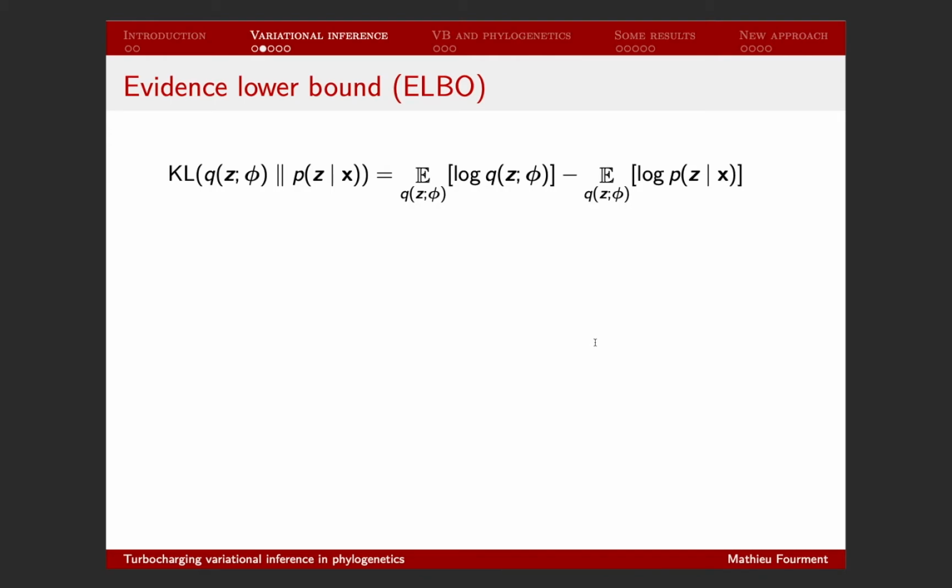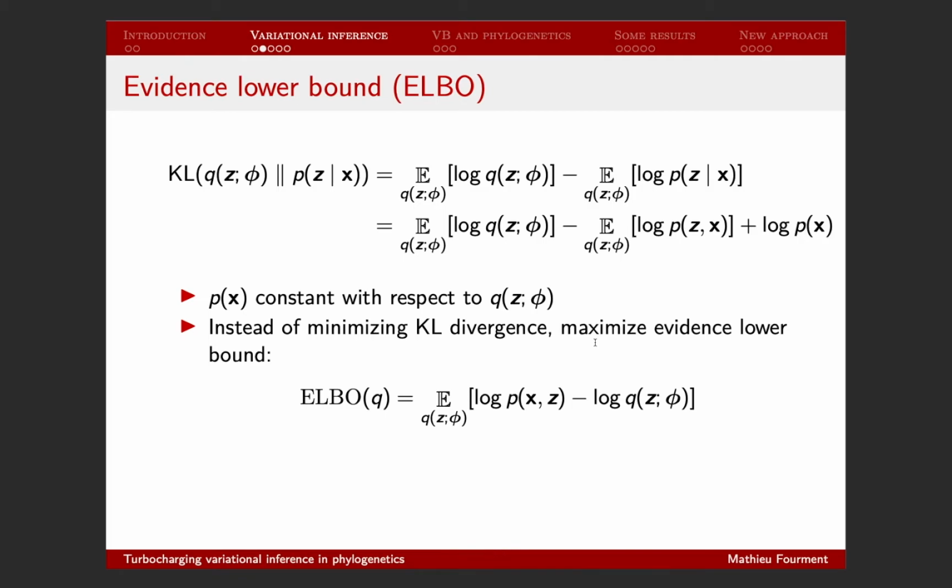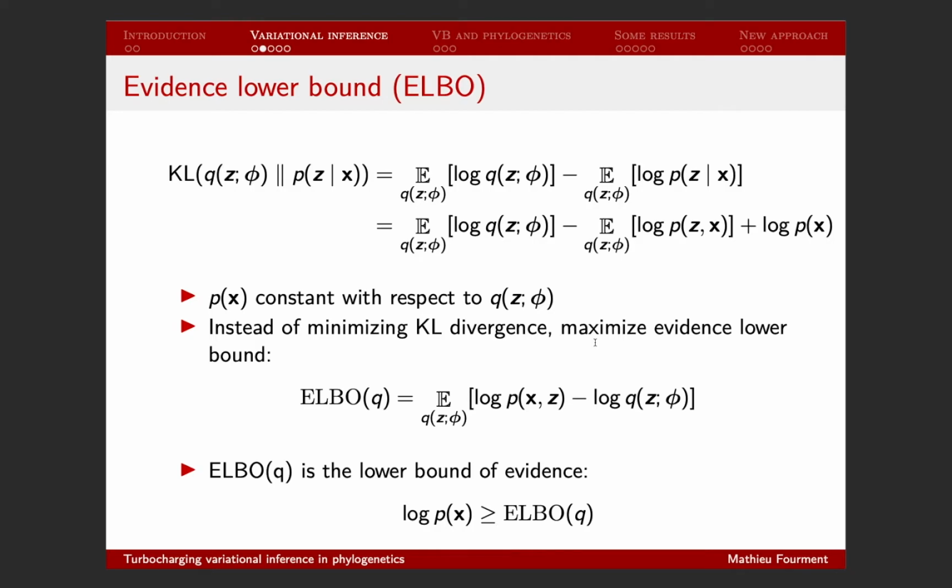So if you just write down the Kullback-Leibler formula, we've got this, and we expand the last term, we get that, and we can notice that the marginal distribution is constant with respect to Q. So we can ignore P of X. And now instead of minimizing the KL divergence, we just need to maximize the evidence lower bound, which is called the ELBO. The ELBO is just the negative of the KL plus the log marginal likelihood. And the ELBO is called this way because it's the lower bound of the evidence.